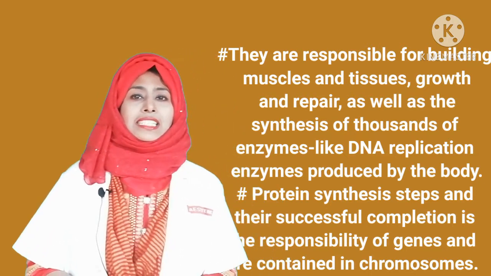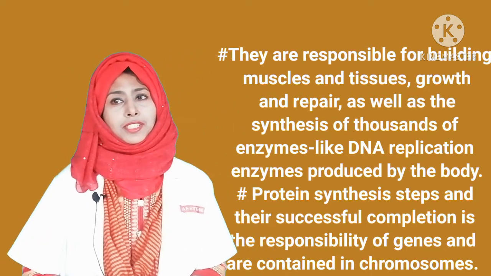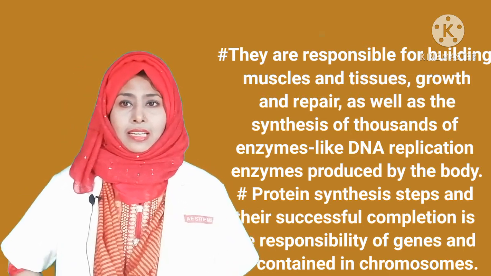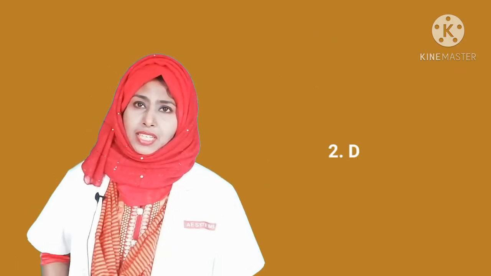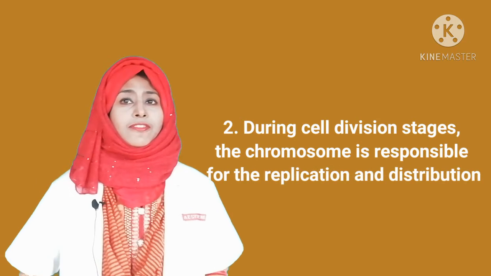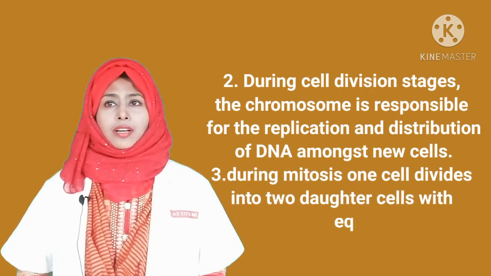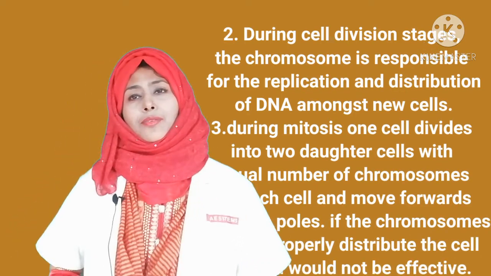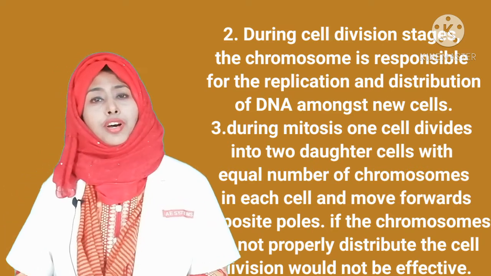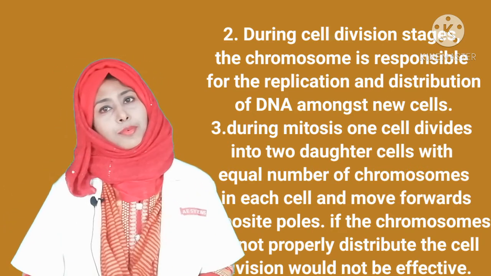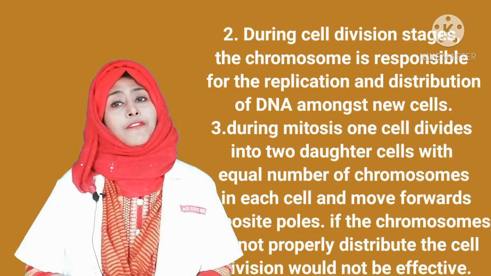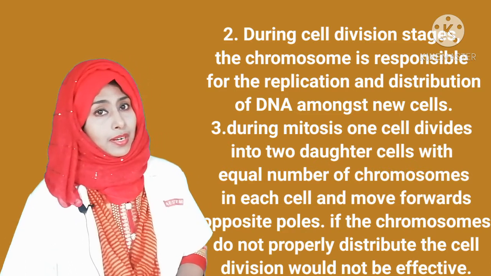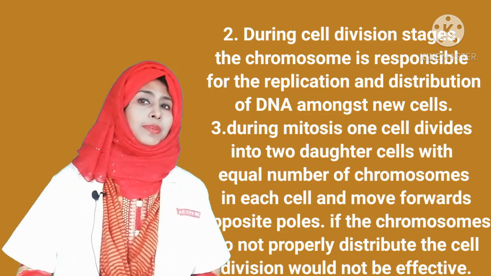Protein synthesis steps and their successful completion is the responsibility of genes, which are contained in chromosomes. During cell division stage, the chromosome is responsible for the replication and distribution of DNA amongst new cells. During mitosis, one cell divides into 2 daughter cells with equal number of chromosomes in each cell, which move towards opposite poles. If the chromosomes do not properly distribute, the cell division would not be effective.